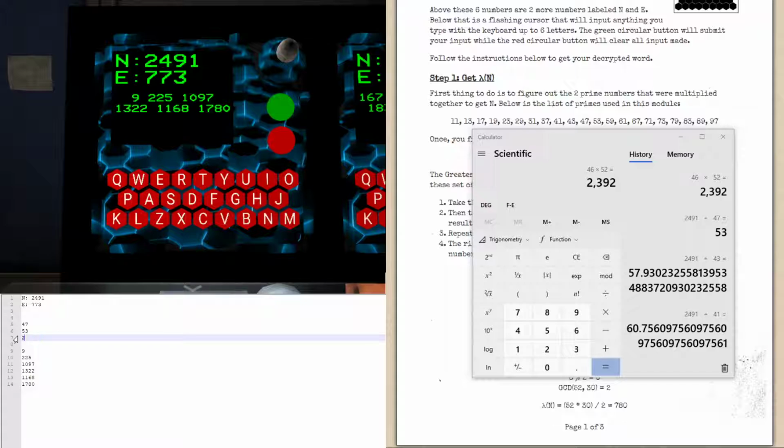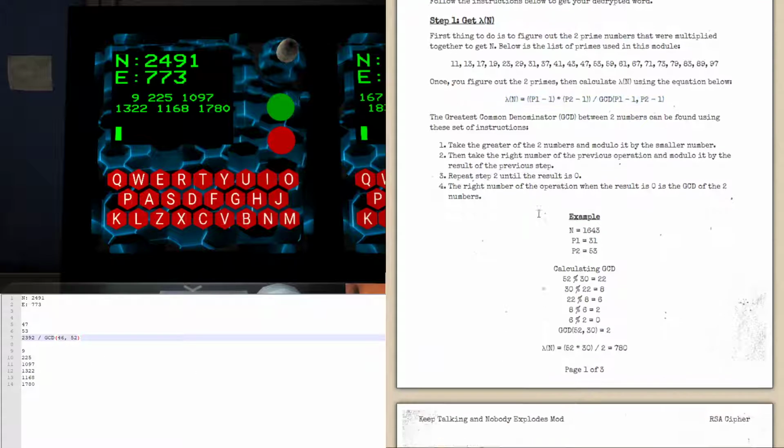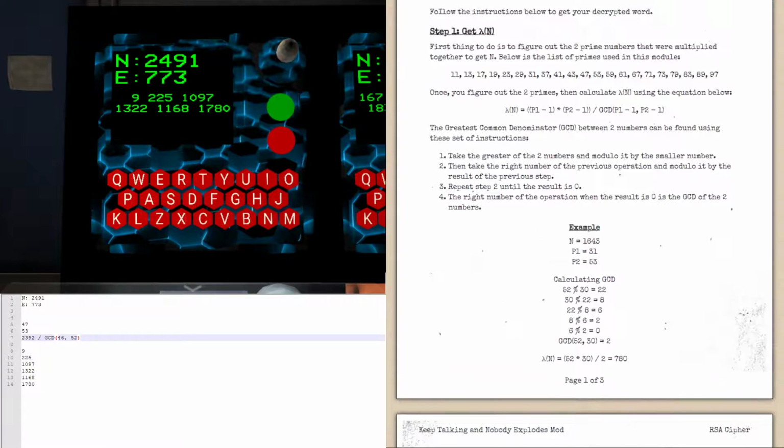This is 2,392. And this is all going to be divided by the greatest common denominator, or GCD, or greatest common divider, of prime 1 minus 1, which is 46, and prime 2 minus 1, which is 52. So we need to find the greatest common divider of these two values. To do so, we take the greater of these two values and modulo it by the other number.